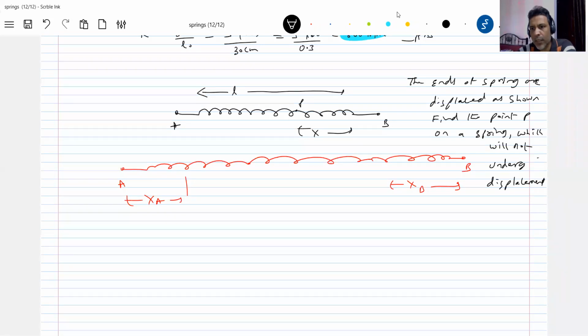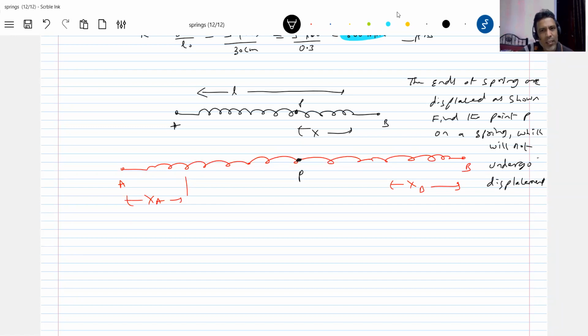This is very important, which will not undergo displacement. Is it possible? The point P will not move. Are you looking at this? So where is the point P? There only I'm showing it. Is it possible to locate such a point?